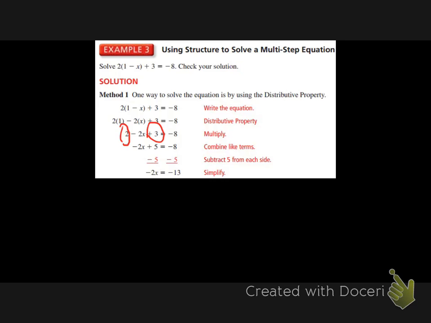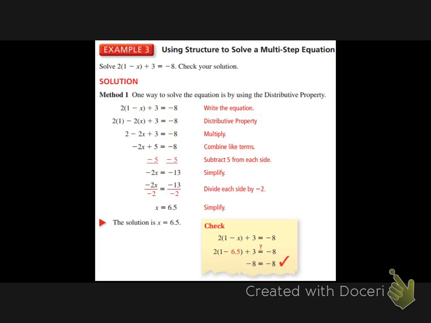And again, that negative 2x is being multiplied. So we need to do the inverse operation, which is to divide. So we divide by negative 2 on both sides, and when that's simplified, we get x equal to 6.5. And if you put x in as 6.5 and check, you will get negative 8 equal to negative 8.